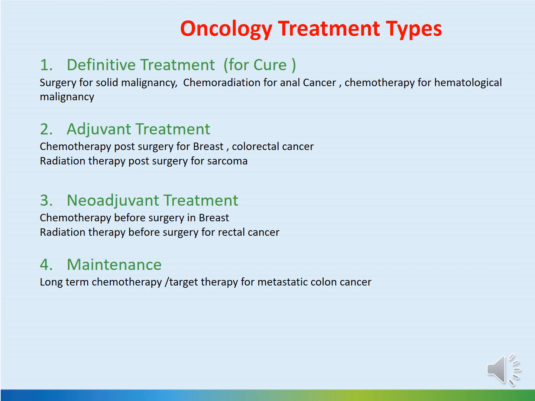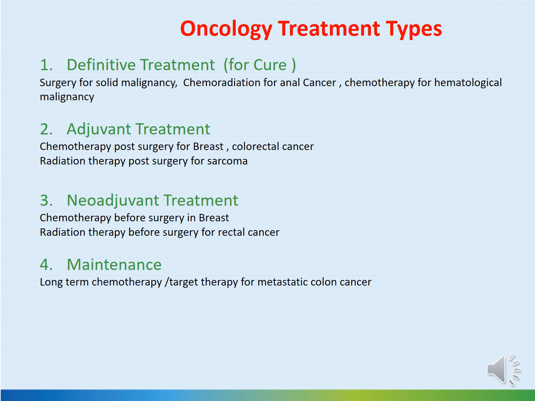After finishing the definitive treatment, sometimes we want to give some supportive treatment after the primary treatment. So we call it adjuvant treatment. The most common example is chemotherapy after surgery for many solid malignancies like breast, colorectal, stomach, or sarcoma. Sometimes we give radiation therapy as adjuvant treatment after surgery for sarcoma. Sometimes we give radiation therapy after finishing chemotherapy for lymphoma. So we call this adjuvant treatment.